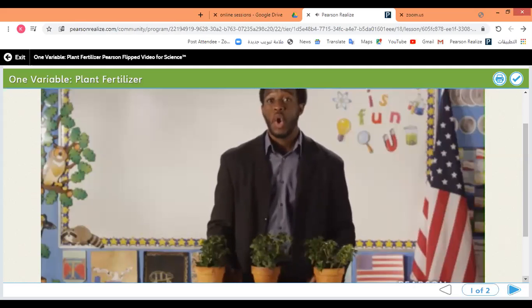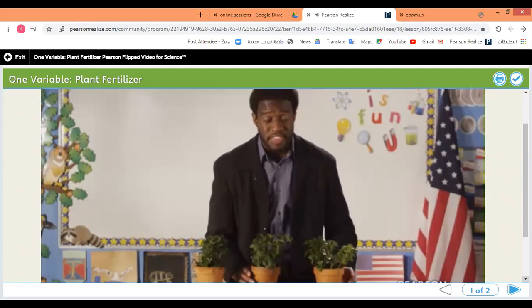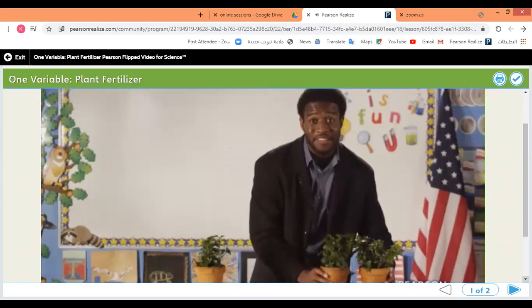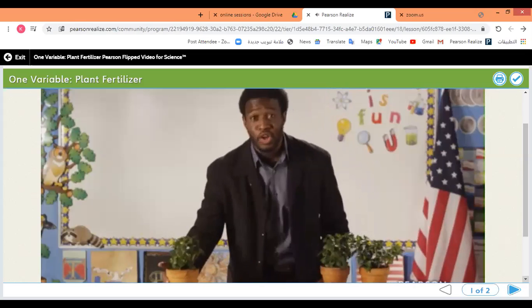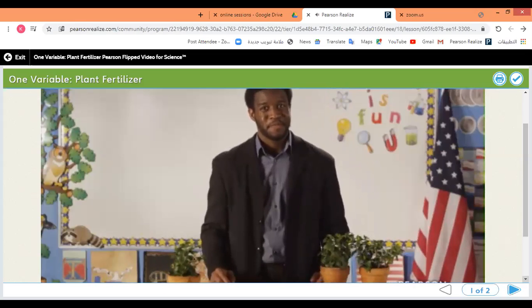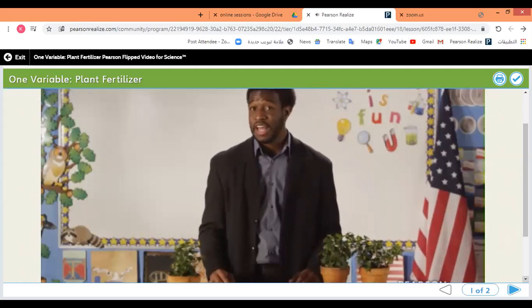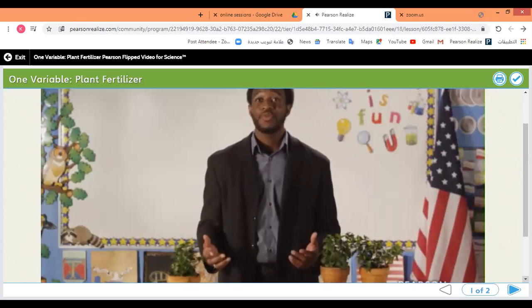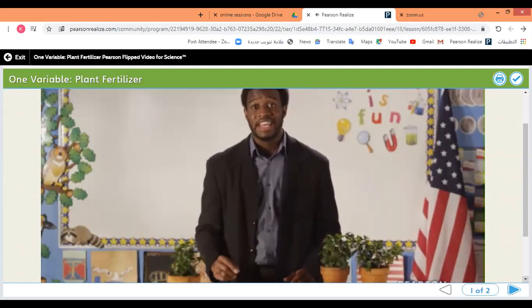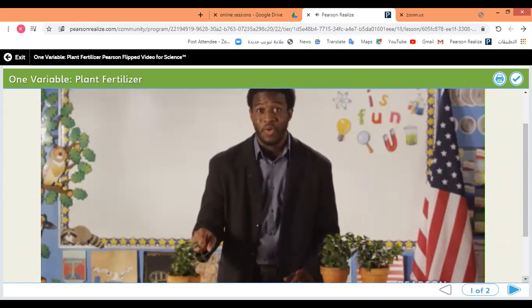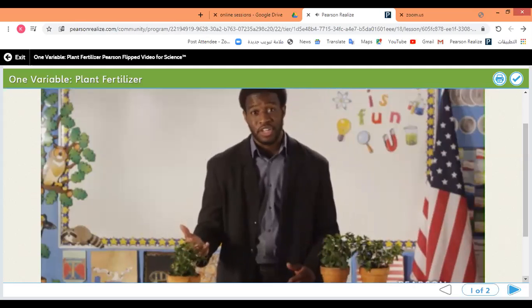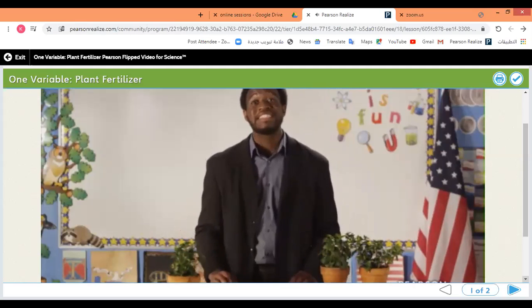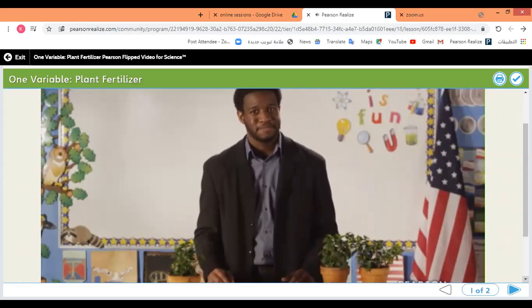For example, what would happen if we kept these 2 plants over here and this one close to the window? Would this be a true test of the fertilizer? No, it would not, because the added light on this plant by the window may also have an effect on its growth. This would make it difficult for us to determine the actual effect of the fertilizer.